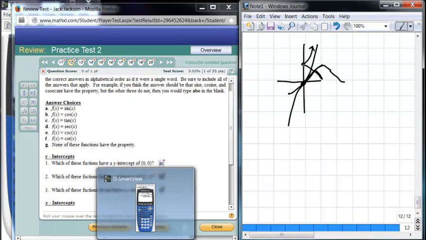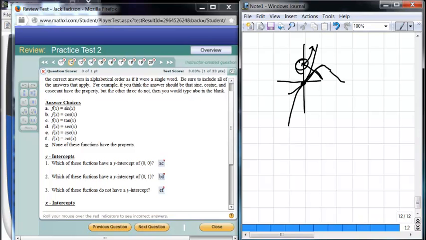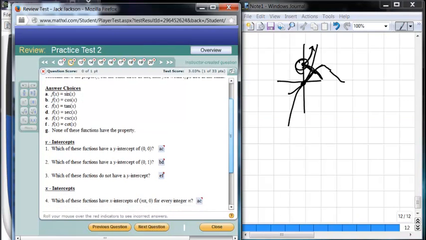Which ones start at (0, 1)? That would be cosine, and then its reciprocal secant. So B and D. And which ones don't have a y-intercept? Well, the other two have vertical asymptotes there. They're undefined. That's E and F, which is cosecant and cotangent.